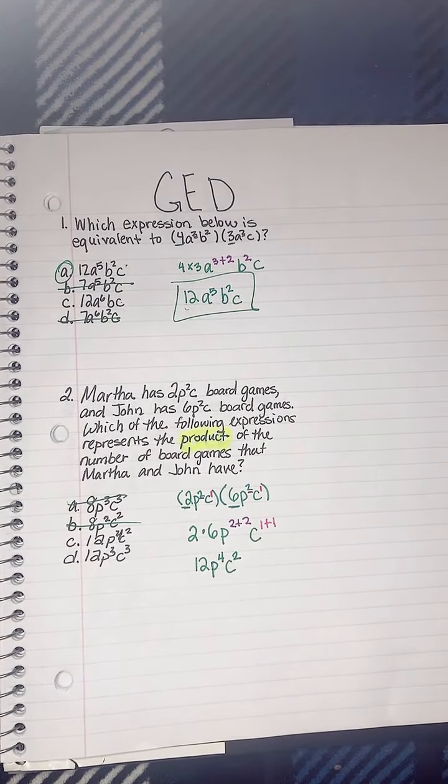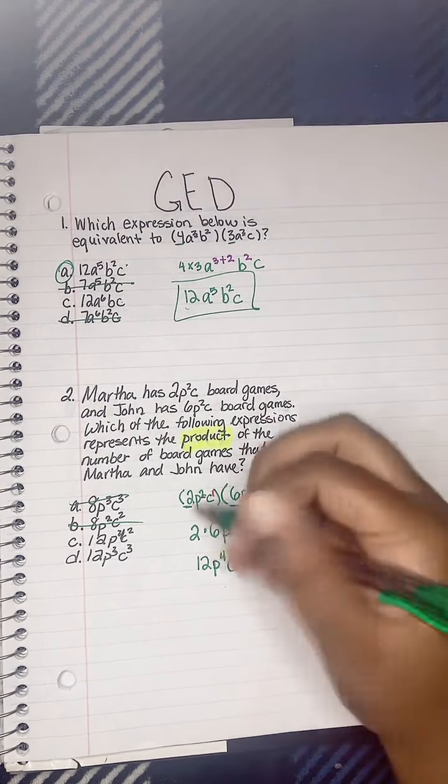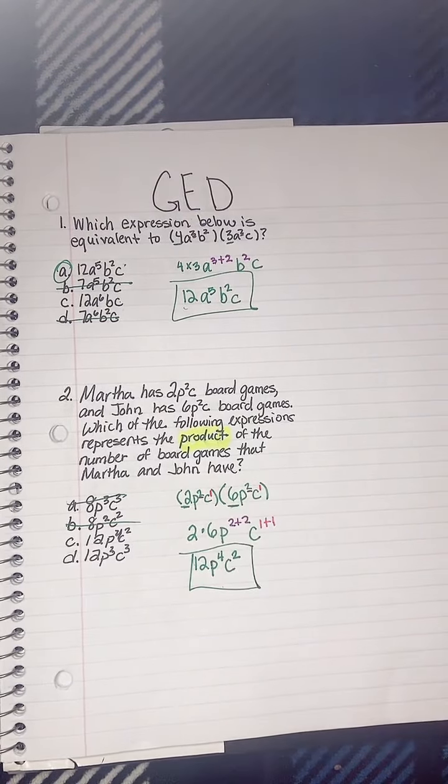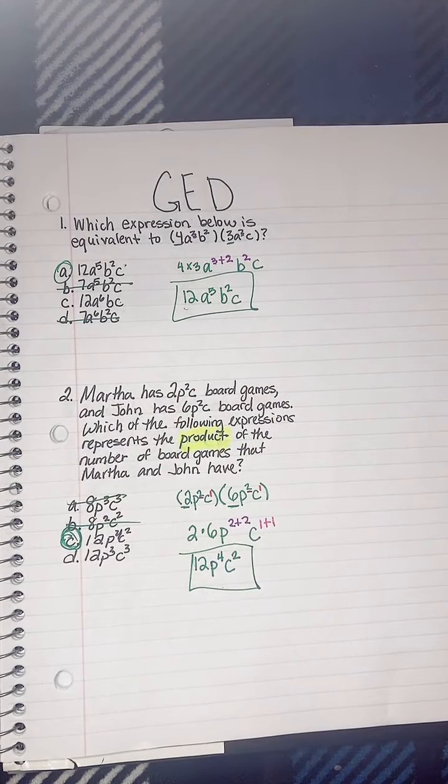And that's what happens when you're writing stuff late at night. So you get 12, P to the 4th, C to the 2nd. And this is our answer. So you guys couldn't even tell me the answer on this one because I wrote the answer choices wrong. Yay, I got it right.